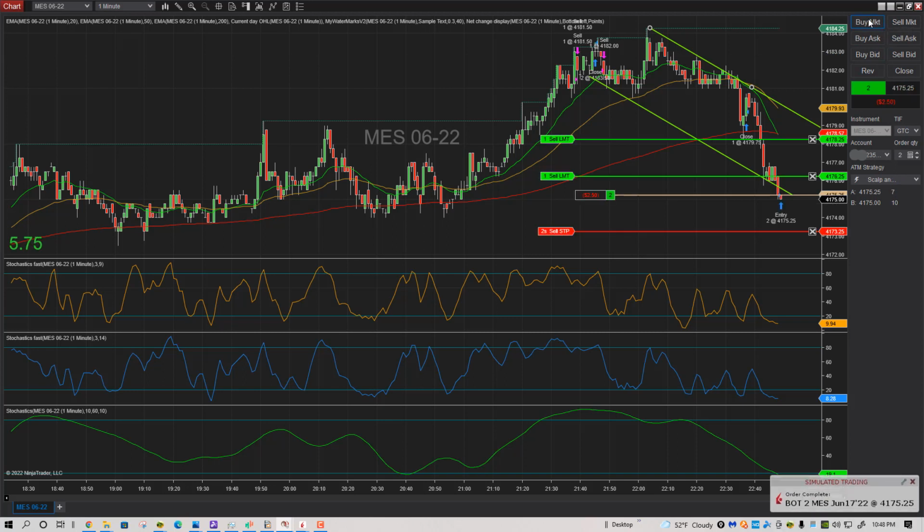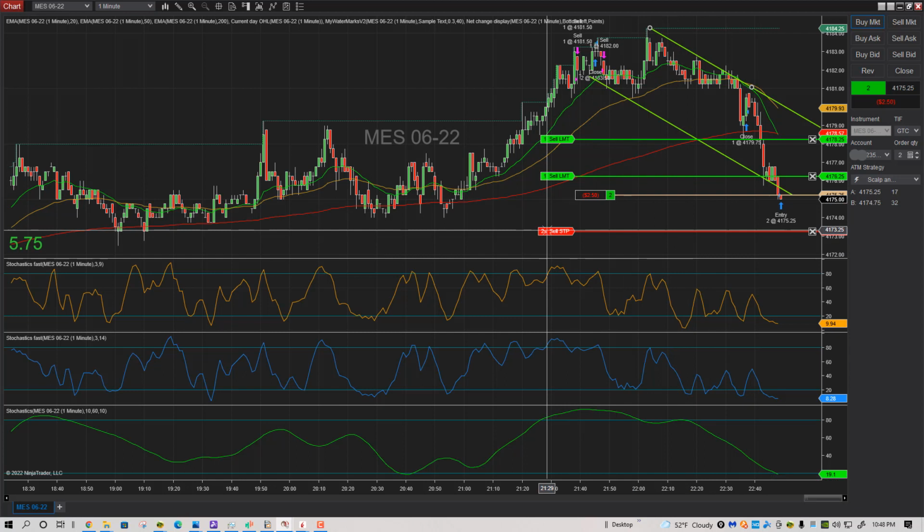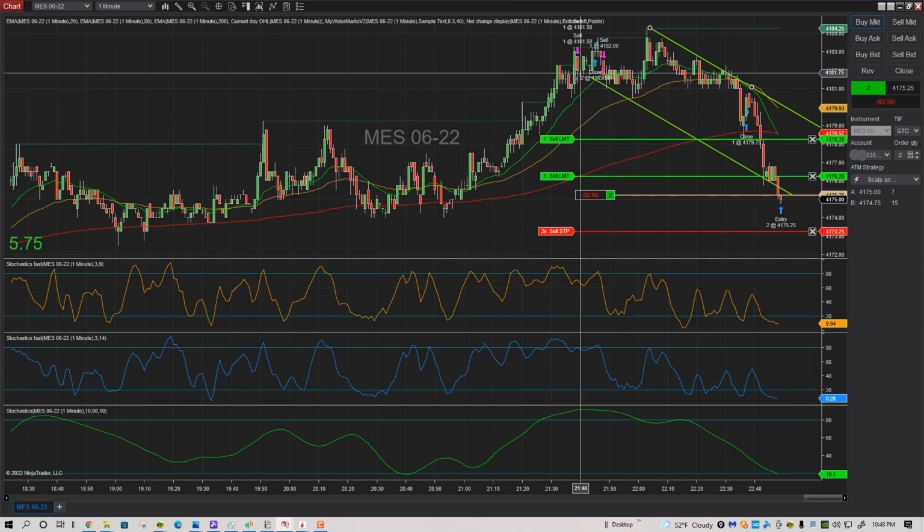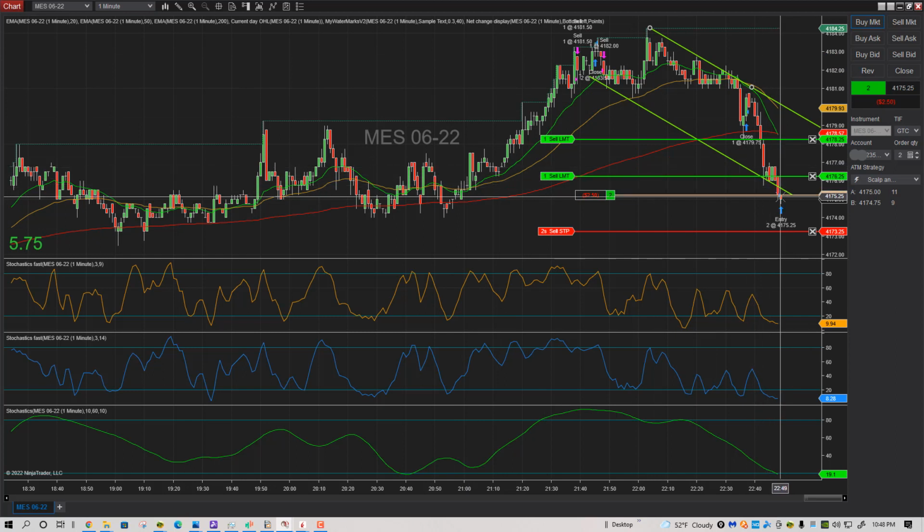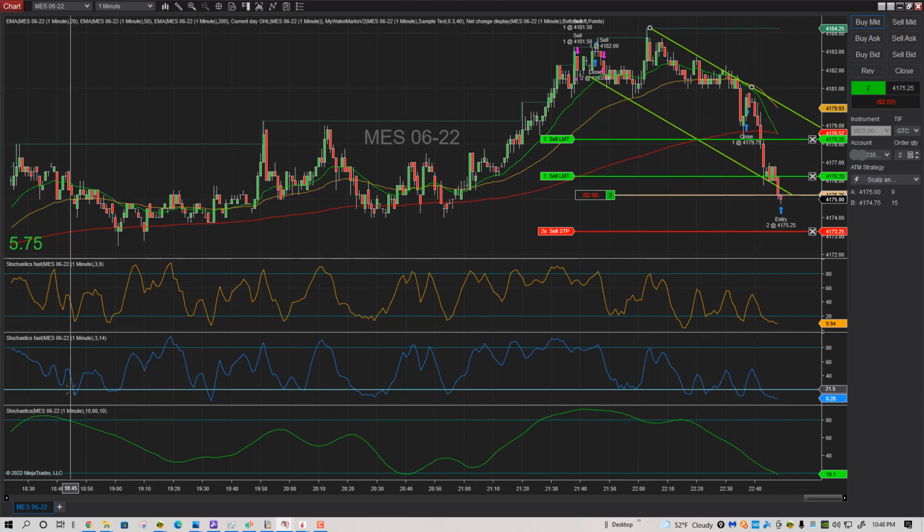Order filled. I got just 2 contracts, and I'm going to adjust the stop here. Typically, I would only take this if I had a divergence. But I wanted to do this video, and I'm in front of the market seeing it sell off, so I want to take a little shot here and show you how to do a proper scale.